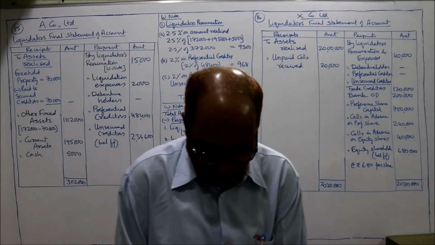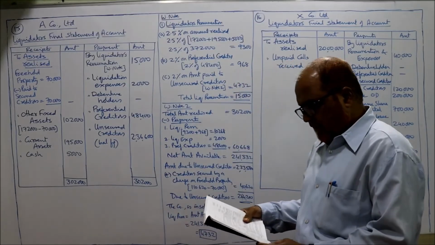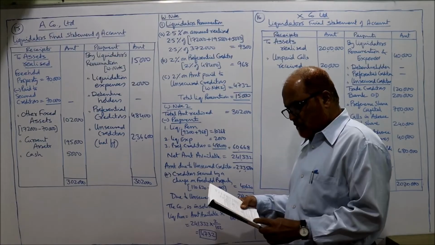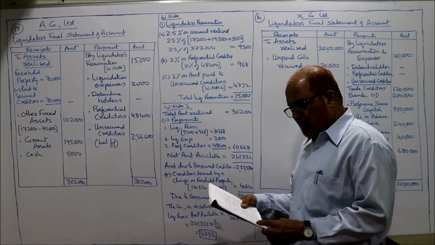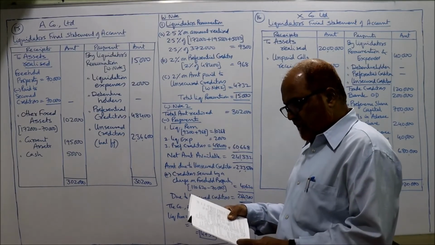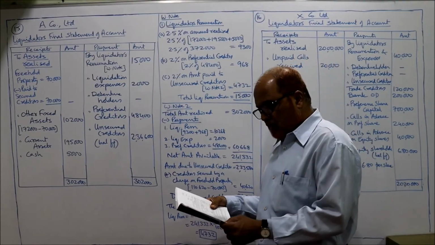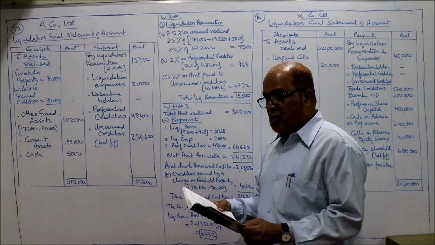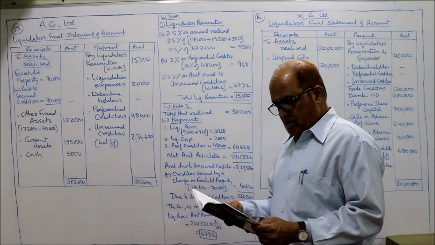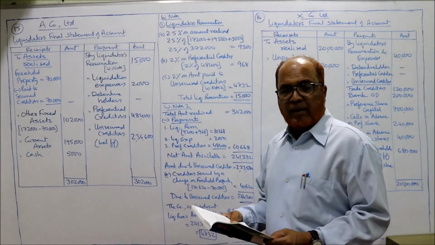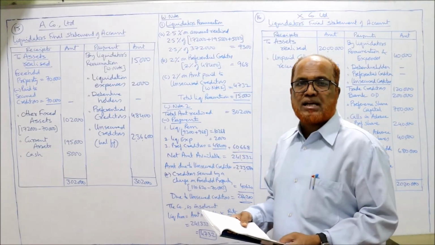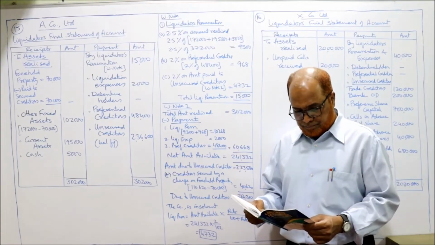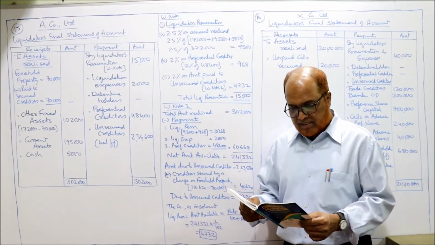Now 15th problem. See the problem number 15. A company went into liquidation on 31st March when the following balance sheet was prepared. Prepare liquidator's final accounts by taking his remuneration at 2.5% on the amount realized and 2% on the amount paid to unsecured creditors. So in working note we have to calculate 2.5% on amount realized and 2% on amount paid to unsecured creditors.